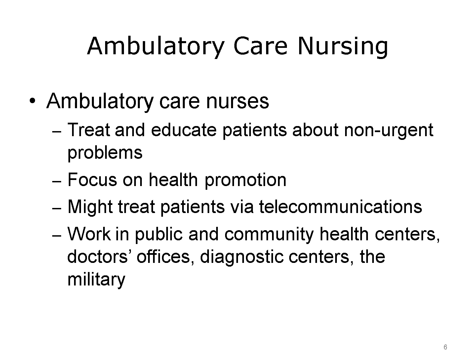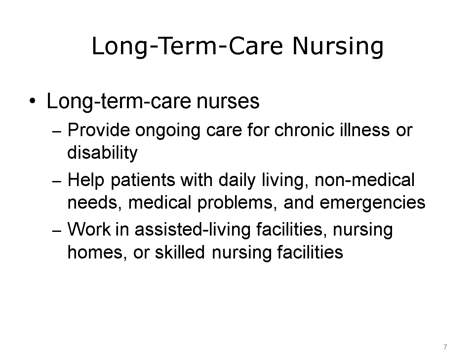Because they focus on health promotion, many ambulatory care nurses work in public health settings, occupational health settings, or community health clinics. Ambulatory care nurses also work in doctors' offices, diagnostic centers, and in the military. Long-term care nurses work with patients who need substantial ongoing care for a chronic illness or disability. They often provide this care in assisted living facilities or nursing homes.